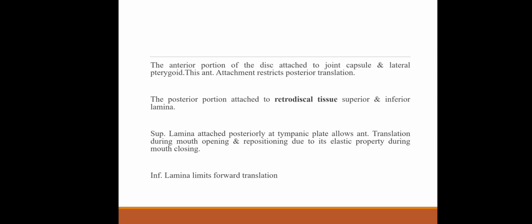The anterior portion of the disc attaches with the joint capsule and the lateral pterygoid, which allows anterior translation. The posterior portion attaches with the retrodiscal tissues, the superior and inferior laminae. The superior lamina attaches posteriorly at the tympanic plate and allows the anterior translation of the disc during mouth opening, and the repositioning due to its elastic property during mouth closing. The inferior lamina limits forward translation.